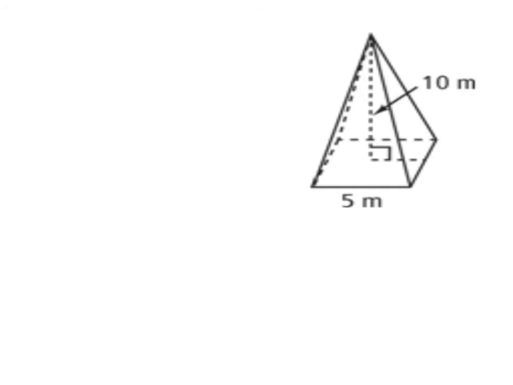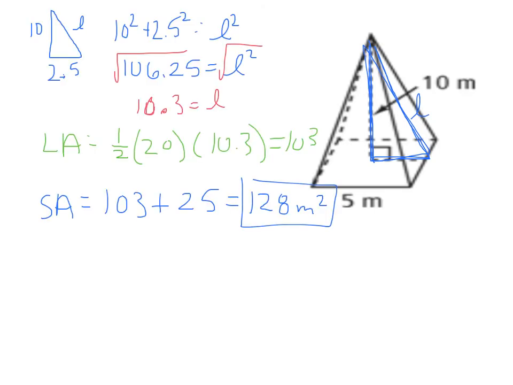This is where you're going to set up a right triangle right here to help you find the lateral area, or the slant length. You're looking for this length right there. And you should have gotten 128 meters squared.